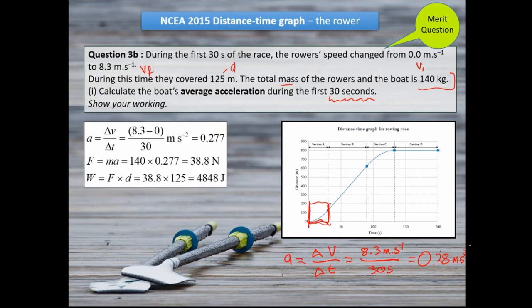Let's check the model answer. You can see here, ignore this at the bottom please. We have 8.3 divided by that, which gives us 0.28 meters per second squared. Excellent. So the rest of the calculation obviously will come in later.